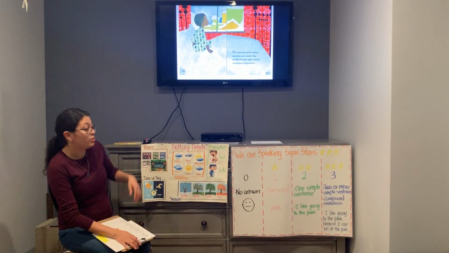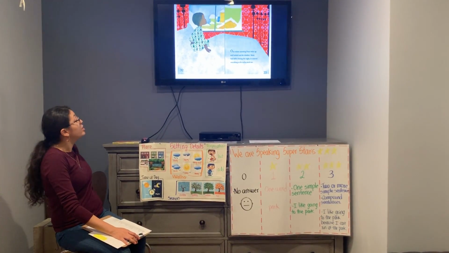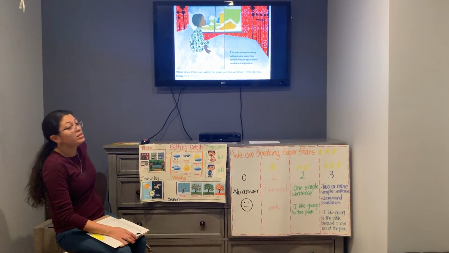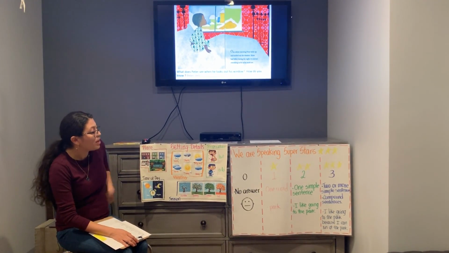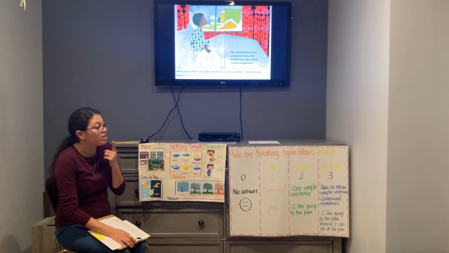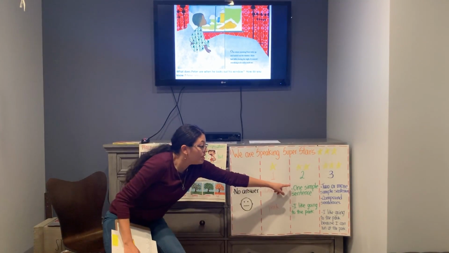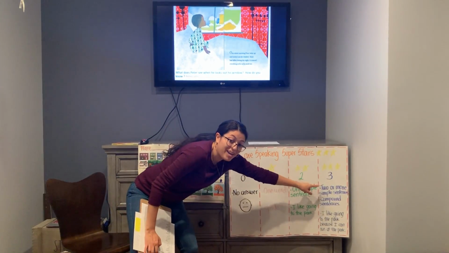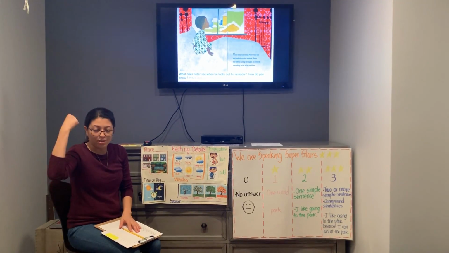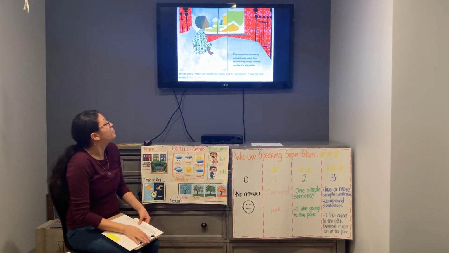Now we're going to do it together. As we read the book, we're going to continue using the illustrations and the words to identify details in the setting. Remember that we're going to be speaking superstars and we're going to make sure that we answer in complete sentences, and even better, that we answer in sentences that explain our thinking using that word because.